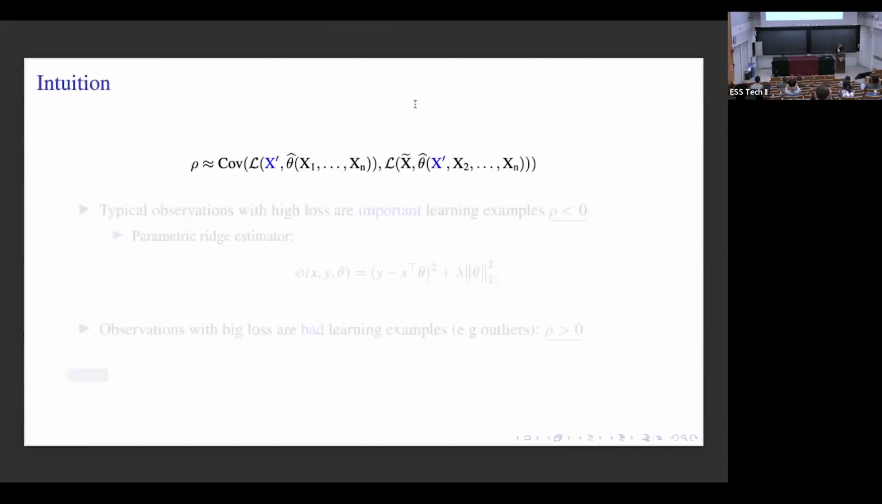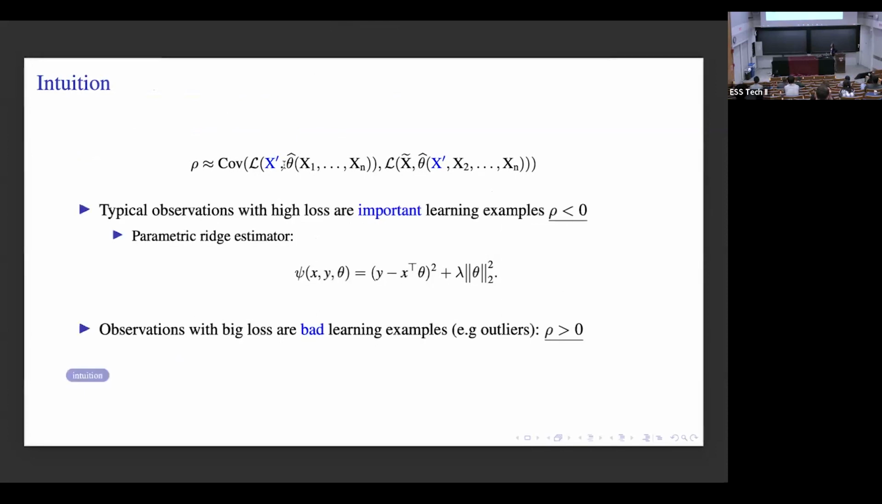So let's try to understand what is happening here. Well, we said that the key term determining the speed up is this term Rho, which is introduced by the dependence that comes from using the same observation both to train an estimator and then to evaluate the performance of yet another estimator. And so if typical observations that are hard for your learning algorithm, on which you suffer an important loss, are, quote, not bad learning examples but helpful learning examples, then Rho would tend to be negative.